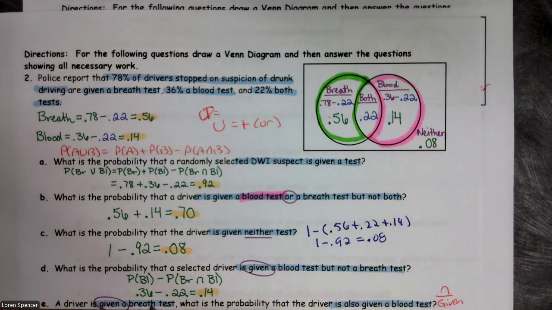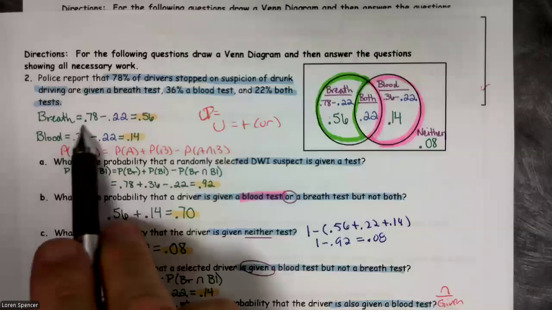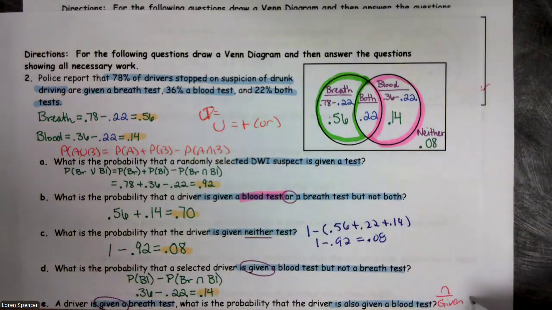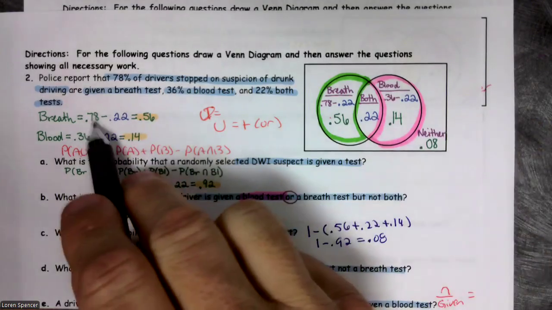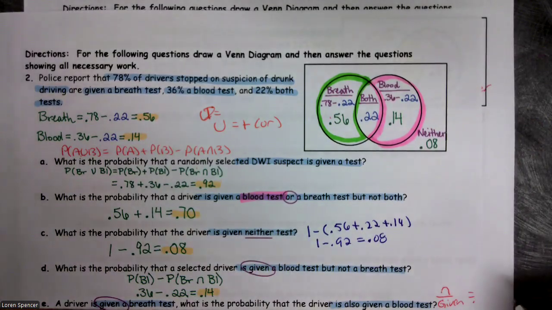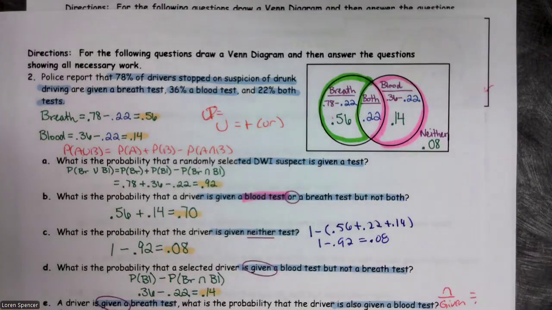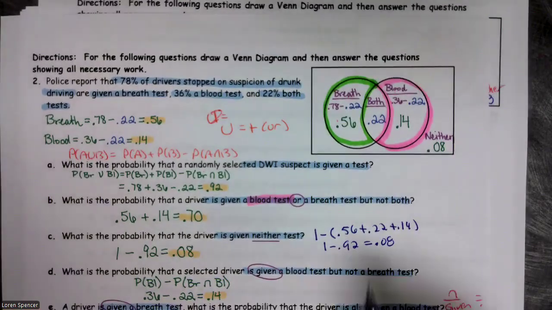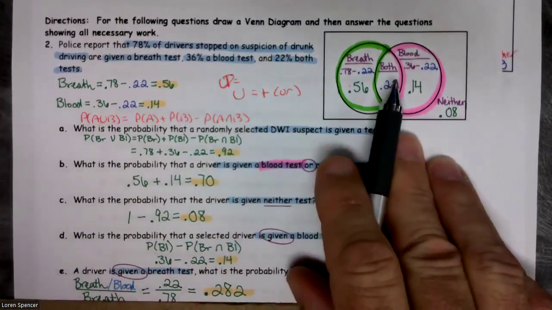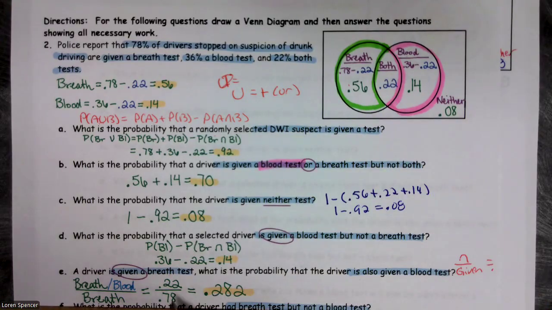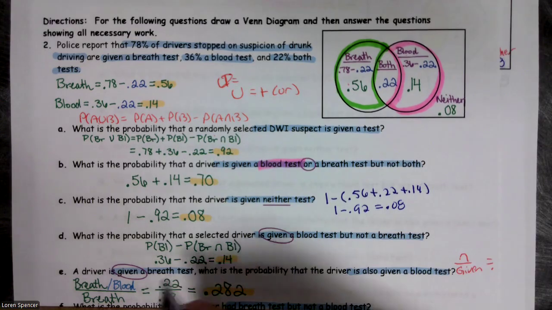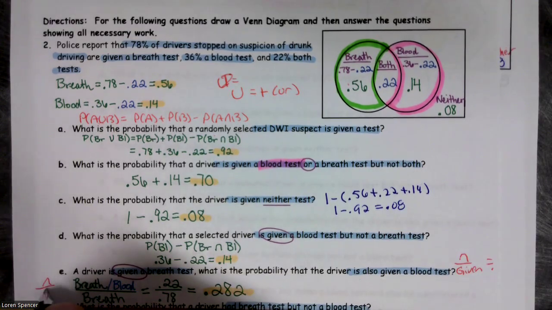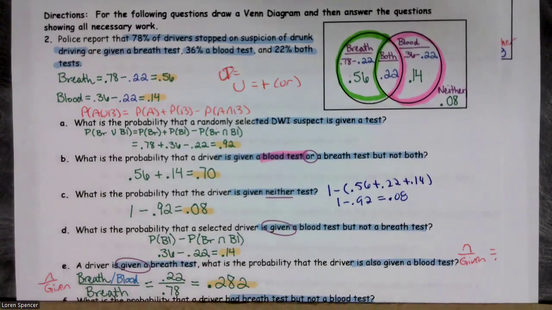What were we given? We were given a breath test. What's the probability of a breath test? We have to look at the total probability of a breath test, and the total probability of a breath test is 0.78. And the probability of both is 0.22. So we end up with 0.22 over 0.78 because the probability of both, the intersection, is over the given.